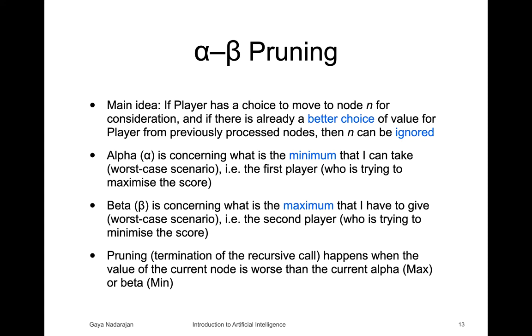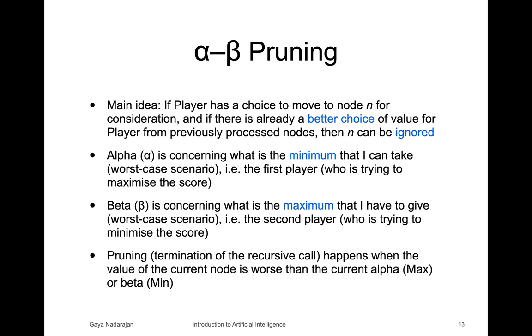And we have two variables, and that's where this name alpha beta comes from. We have alpha, which is actually tied to the max player. Alpha is a maximizer. It is actually concerned with what is the minimum that I can take as max. The reason it's thinking like this is because it has to think in the worst case scenario, right? Because if you start off, you always have to think in the worst case scenario because you're thinking your opponent is going to play in the most optimal way, and therefore you always have to think in worst case scenario.